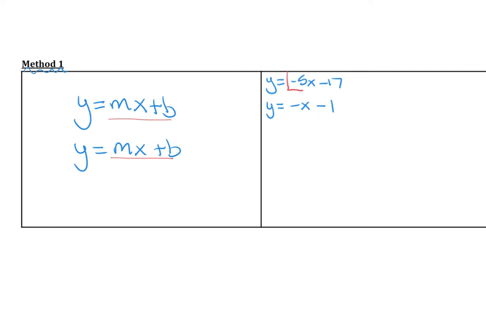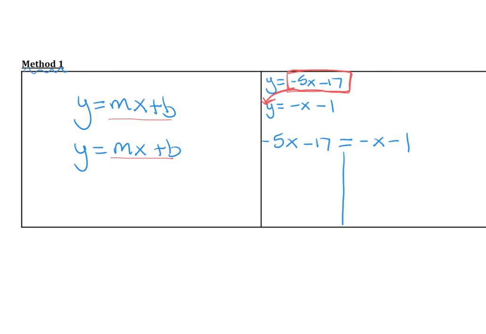It's like we're going to set the top equation equal to the bottom equation. We're substituting: if y equals this, then we're going to substitute that in for y. So what we're going to write is negative 5x minus 17 equals negative x minus 1. Setting the two equal to each other, we now have an equation with only x's and no y's. So let's solve for x.